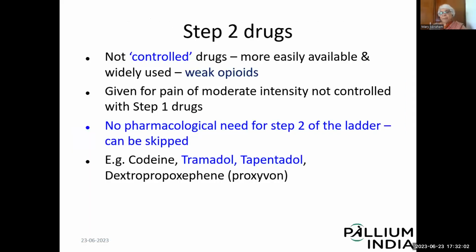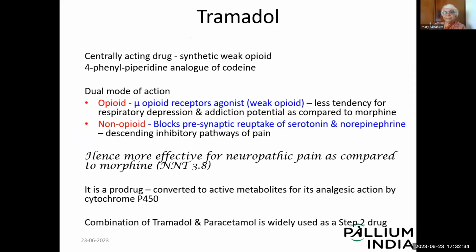Having discussed step 1, let us move on to the step 2 drugs. The step 2 drugs are the weak opioids, but they are not controlled drugs, unlike strong opioids. That means it is easier to procure them. So they are given for pain of moderate intensity, an NRS of, say, 5 to 7, which is not controlled by step 1 drugs. The examples that I will talk about are tramadol and tapentadol, because that is what is available in our country.